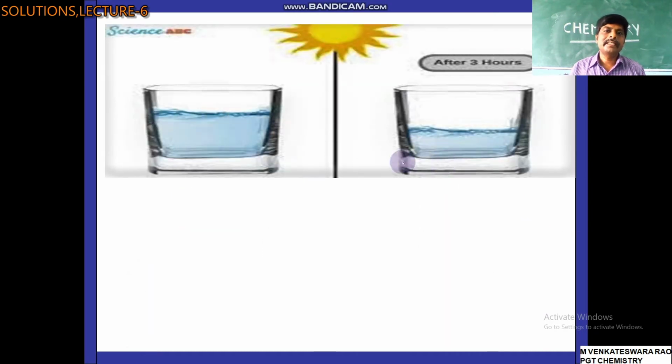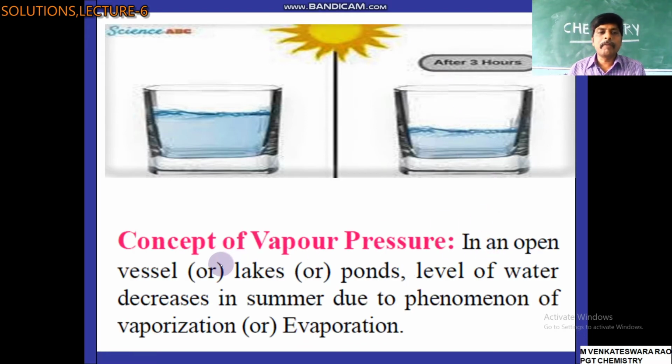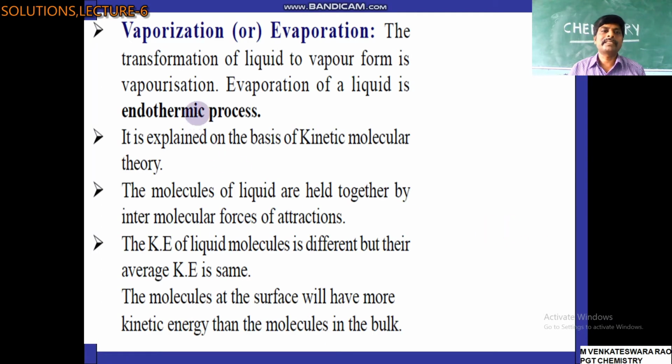Now you see here, this liquid water level is decreased. Why is the water level decreased? Inside this water, liquid molecules undergo collisions. During collisions, some molecules gain energy. Those molecules are converted into vapor. So in an open vessel or lakes or ponds, the level of water decreases in summer due to the phenomenon of vaporization or evaporation.